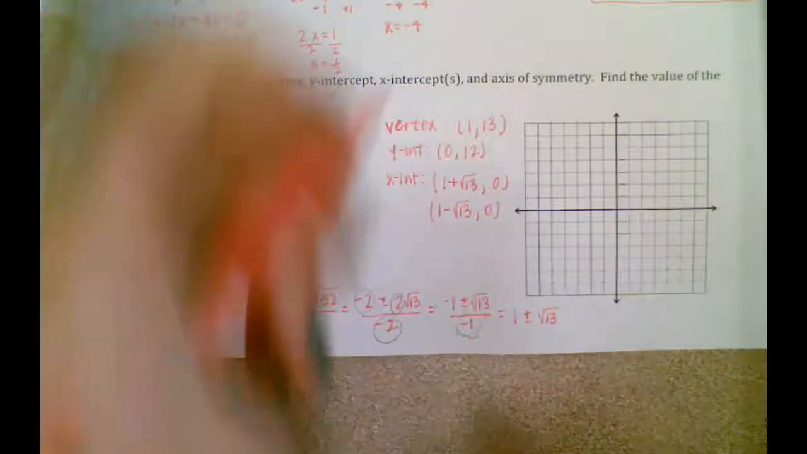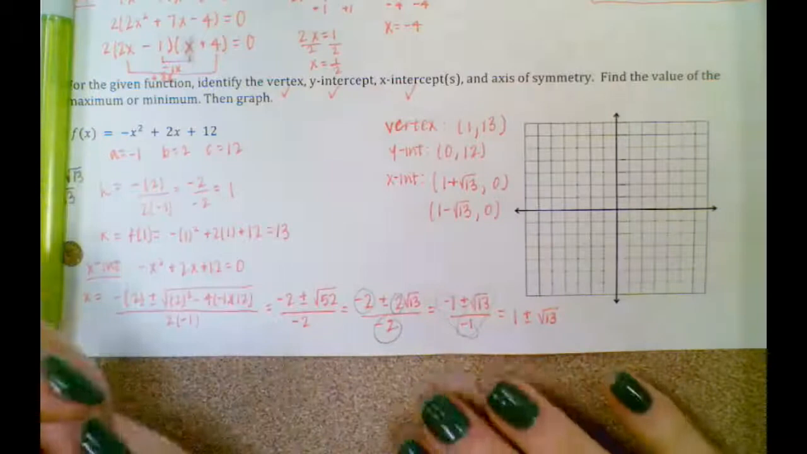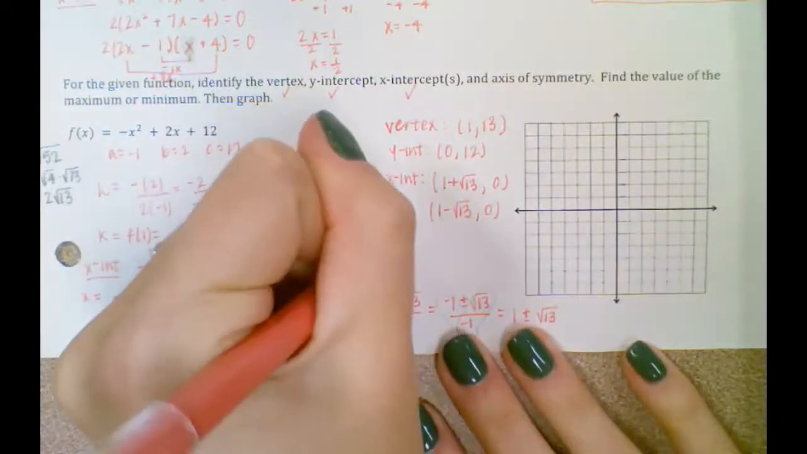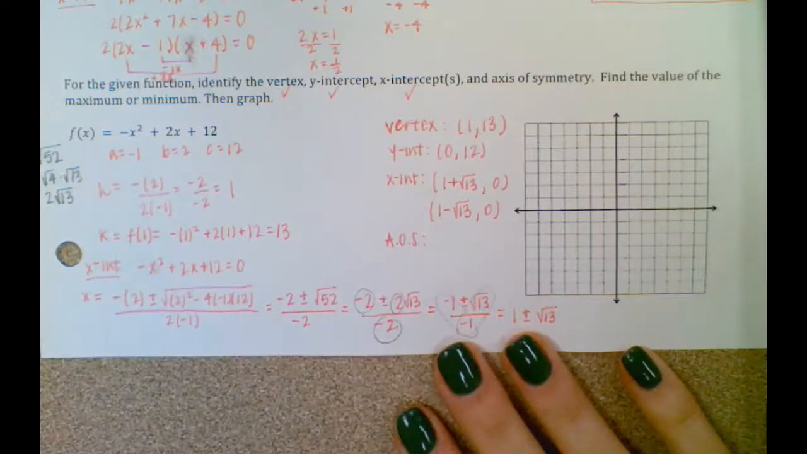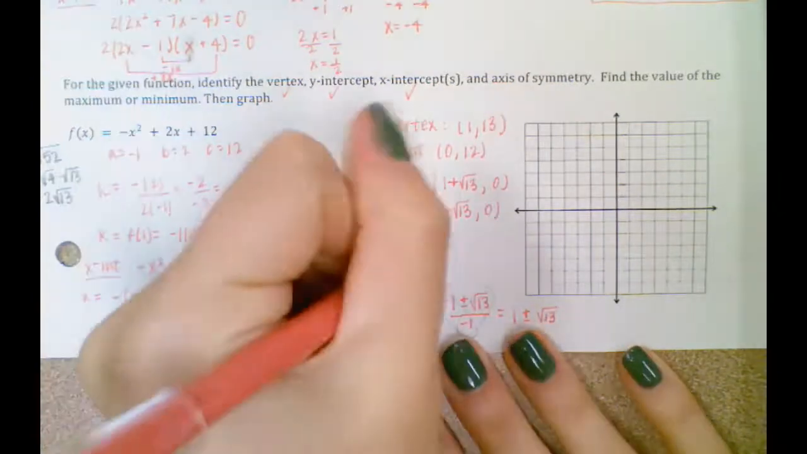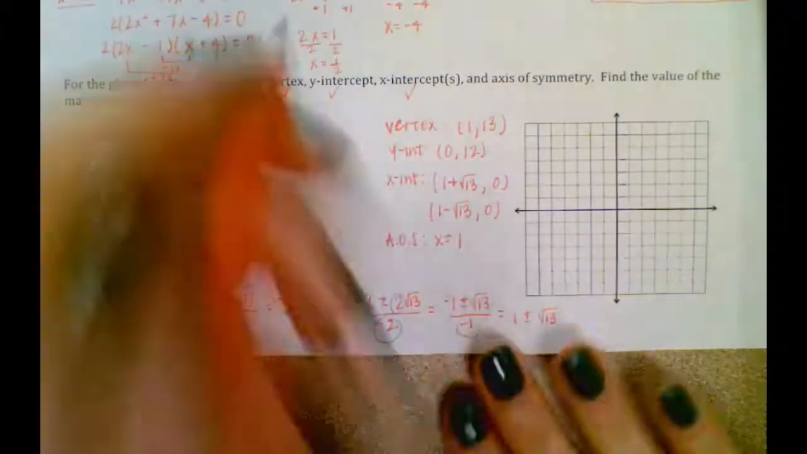All right, so did that. And last we have the axis of symmetry. So the axis of symmetry is just the h value, right? Yeah, x equals h. So x equals, my h value was 1. So see, I don't even need to solve anything there.